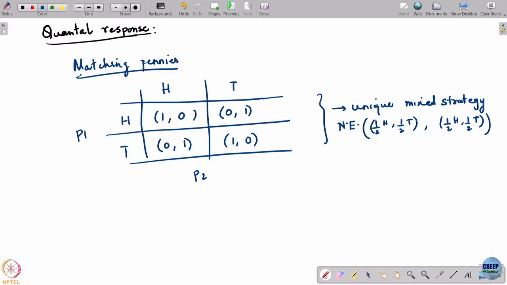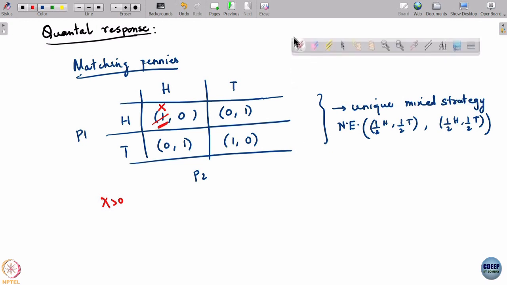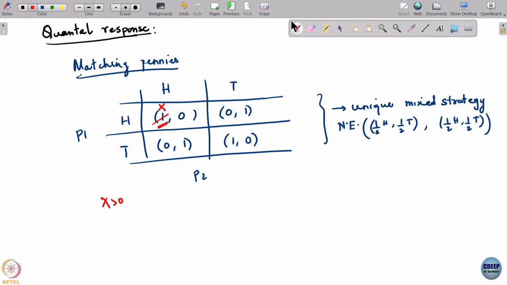Now, what we will do is change this a little bit. Let us change this problem. This 1 here is going to be replaced with capital X, and x here is something positive. So when x is 1, you get back the old matching pennies. With x not equal to 1, it is what is called the asymmetric matching pennies.